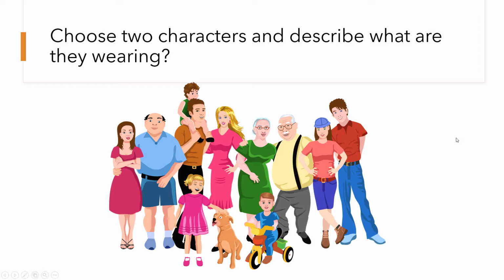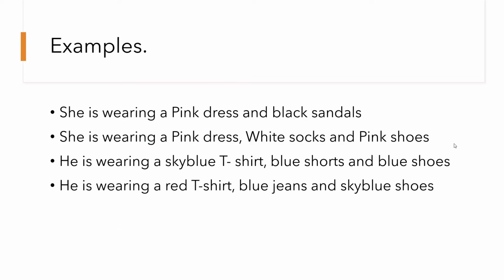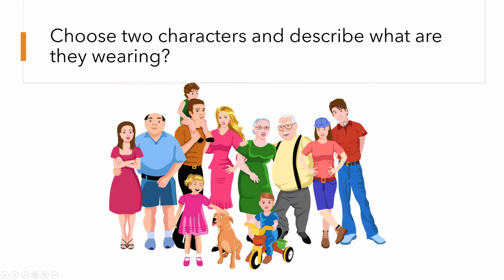Could you do it? Okay, so now we're going to check some examples of possible answers. Vamos a revisar algunas posibles respuestas del ejercicio. Look, she is wearing a pink dress and black sandals. The character is this girl, this woman.